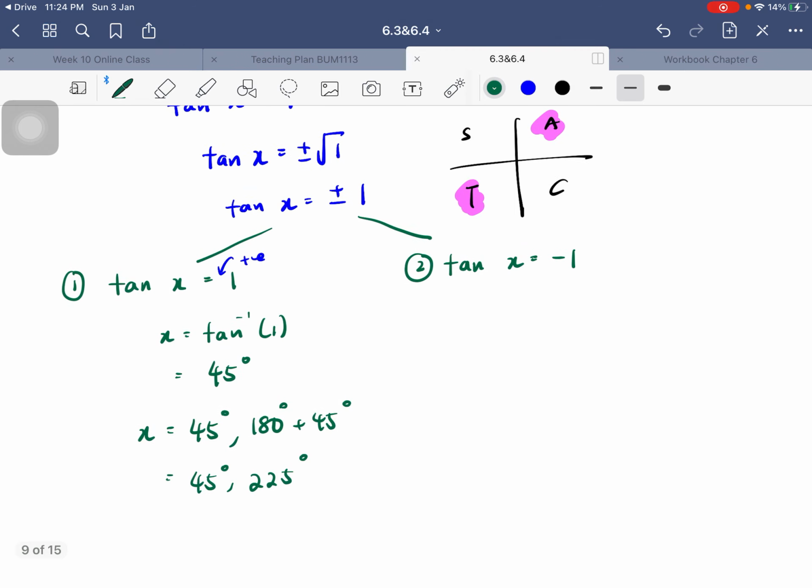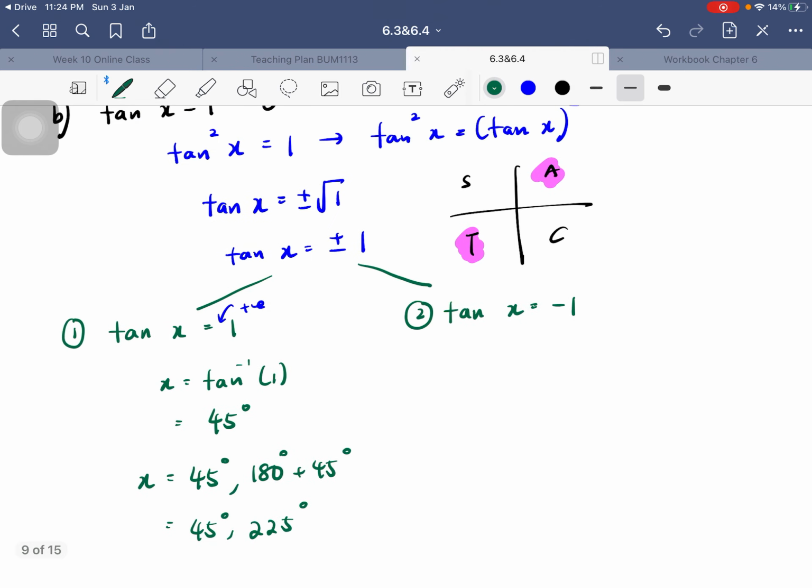And I'm going to do the same for the second equation. So tangent x equals negative 1. So x is going to equal tangent inverse of 1. Again, I would like to remind you, when you have a negative, simply put it aside and just take the inverse of a positive number. This is going to be the same as previously. So tangent inverse 1 is still going to be 45 degrees.